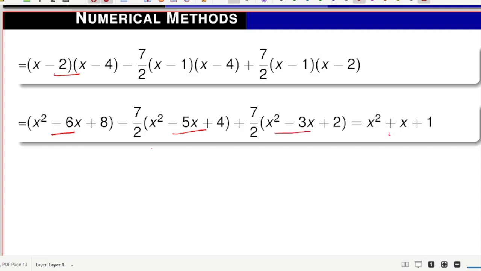Now after simplification we get this as x square plus x plus 1. So this is our required L2 of x. So we have obtained L2 of x as x square plus x plus 1.